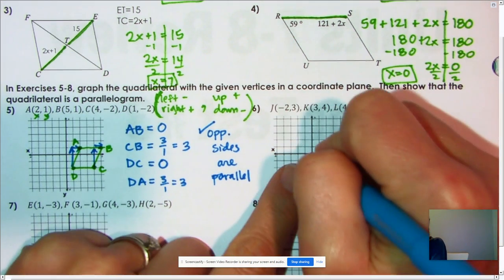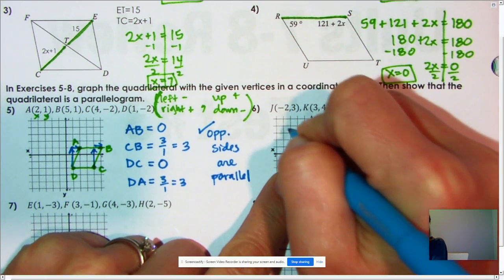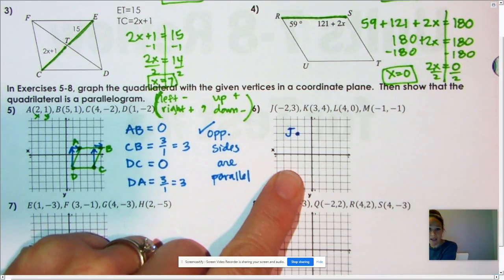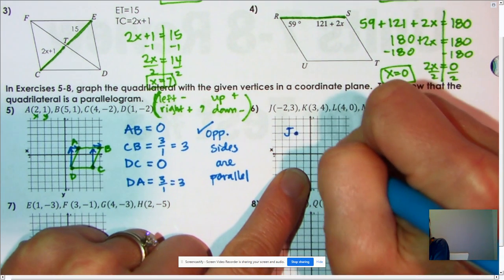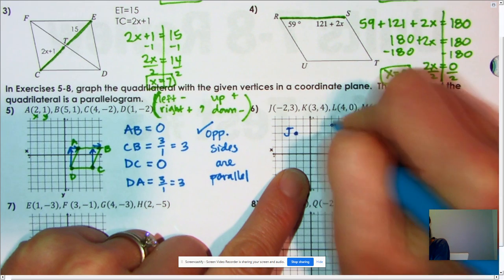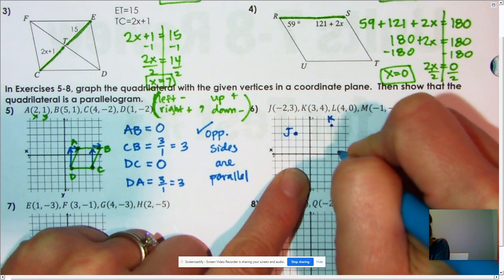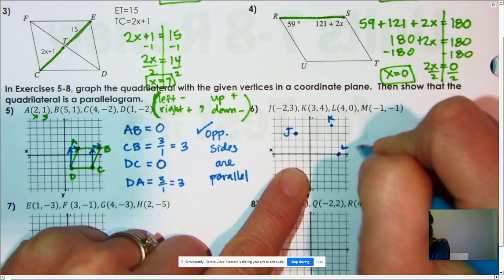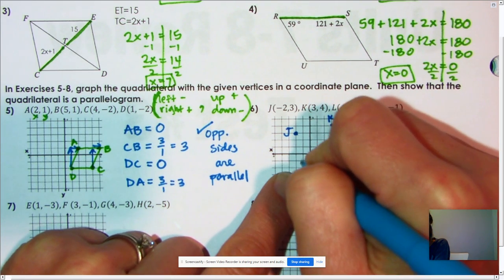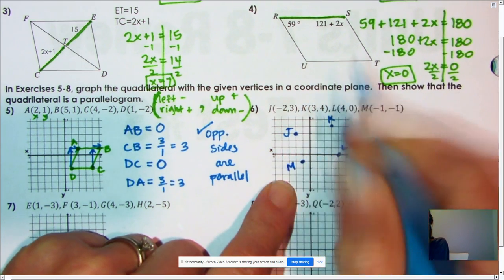So I'm going to go -2, +3. By the way, you guys should be pausing this, trying it on your own, and then checking your answers. Okay, K is over 3, up 4. L is over 4, up 0. And M is backwards 1, down by 1. Okay.